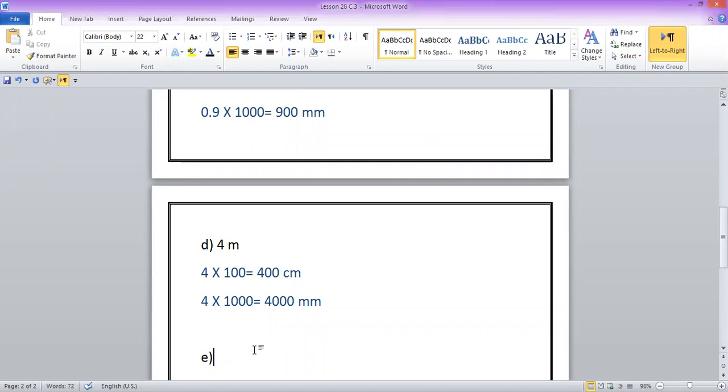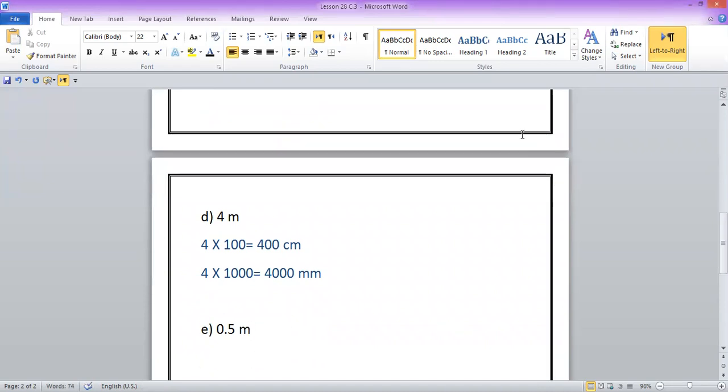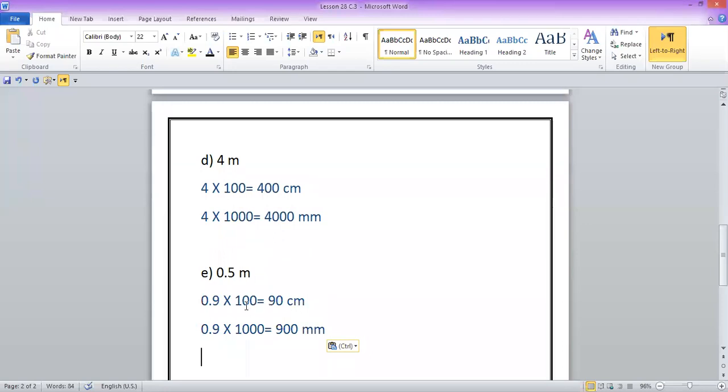Now E, 0.5 meter. So again, guys, to find out how many centimeter, multiplied by 100, and to find out how many millimeter, multiplied by 1000. Send your answers in the chat box, guys.